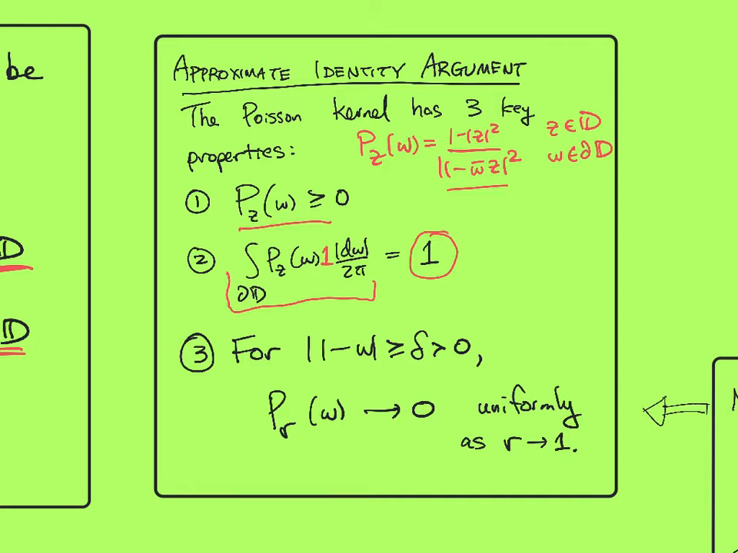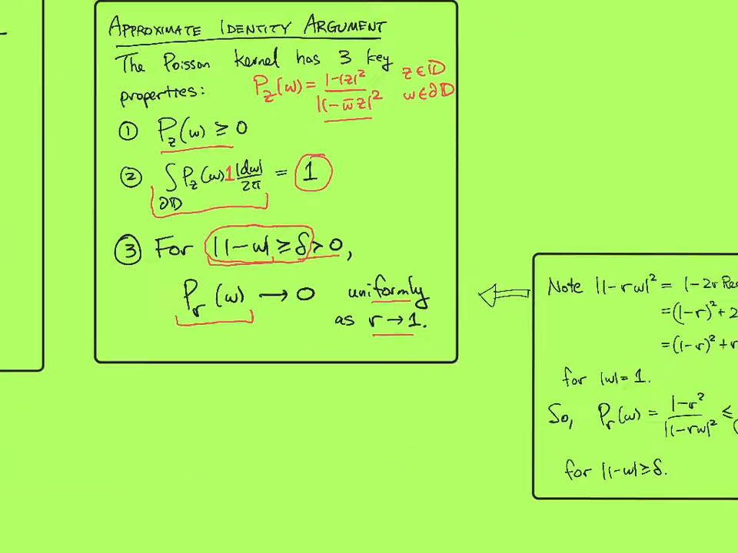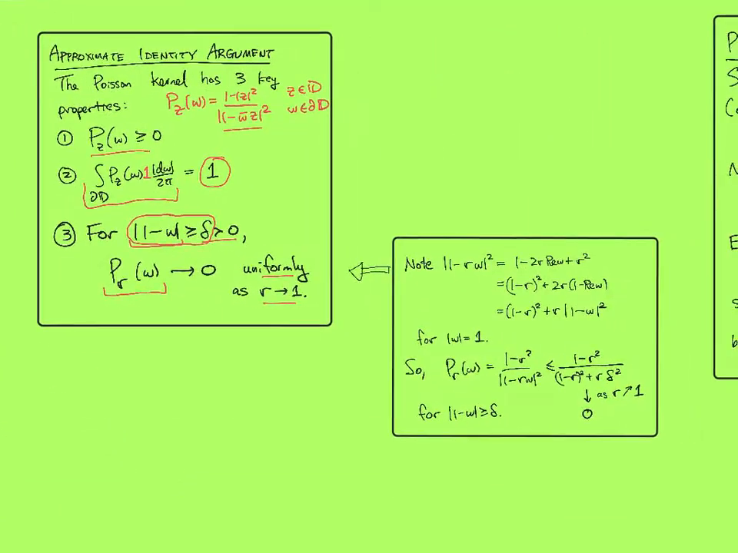And then what's a little less obvious, but we'll do it with a short computation, is that if you fix a delta greater than 0 and make w that distance away from 1, then the Poisson kernel goes to 0 uniformly as r goes to 1. So it's uniform in w's that are a fixed distance away from 1. This property is less obvious. It requires a little bit of a computation.